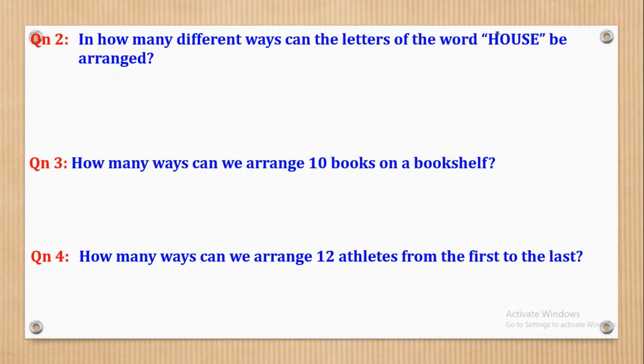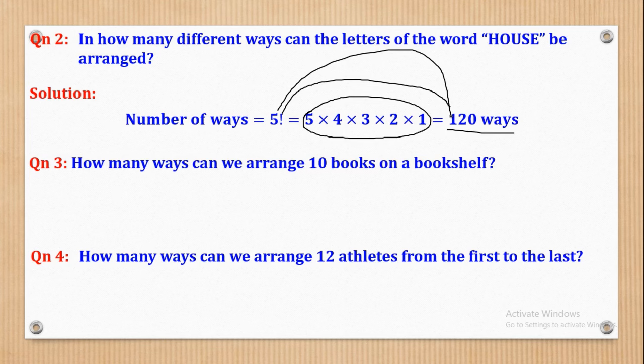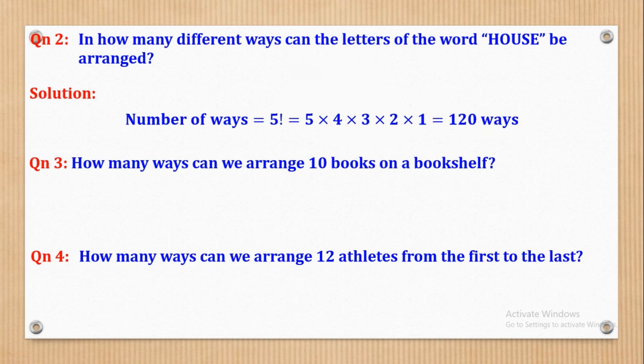So we shall come here and first count the number of objects. There is 1, 2, 3, 4, 5. So there are 5 distinct objects. Therefore, the number of ways will be 5 factorial. And 5 factorial will give you 120 ways. Like I said, it is okay if you bypass this step and move from here up to here, depending on the calculator you have. Now we shall go to question 3.